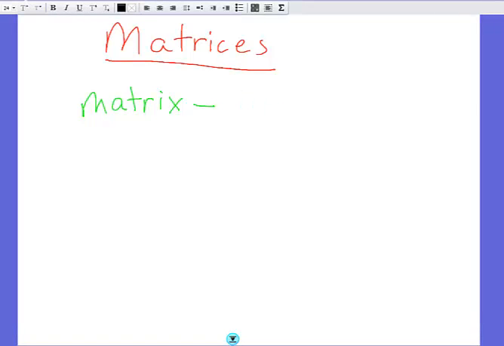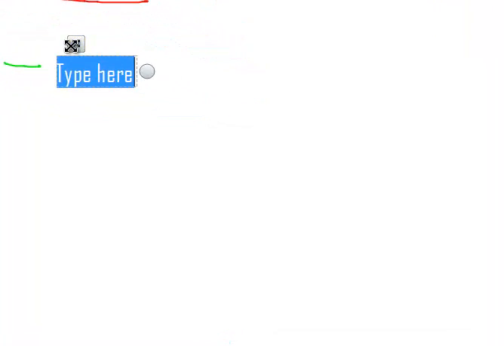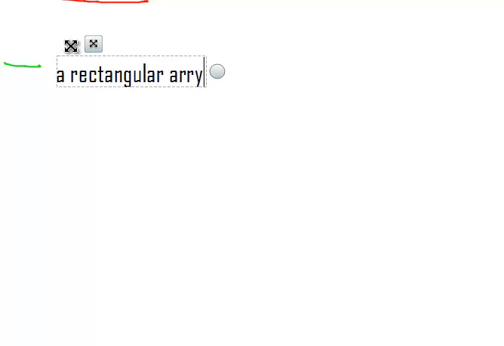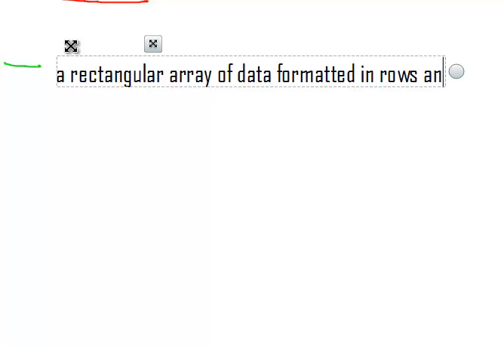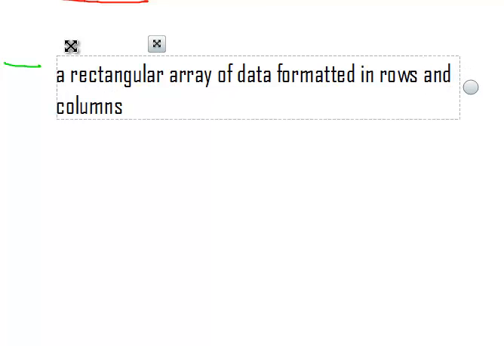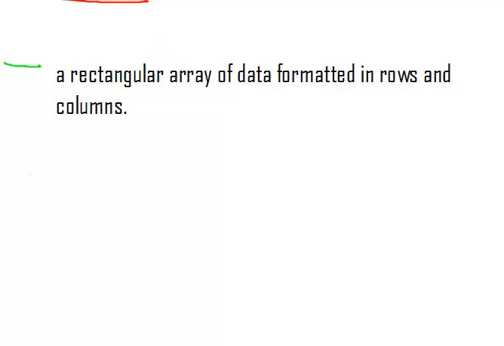Well, I should say, oops, why is it not typing? Okay. It really is a rectangular array of data formatted in rows and columns. So basically a matrix is just a rectangular shape of data that has rows and columns, and it can have numbers, variables, it can have a whole bunch of different things.